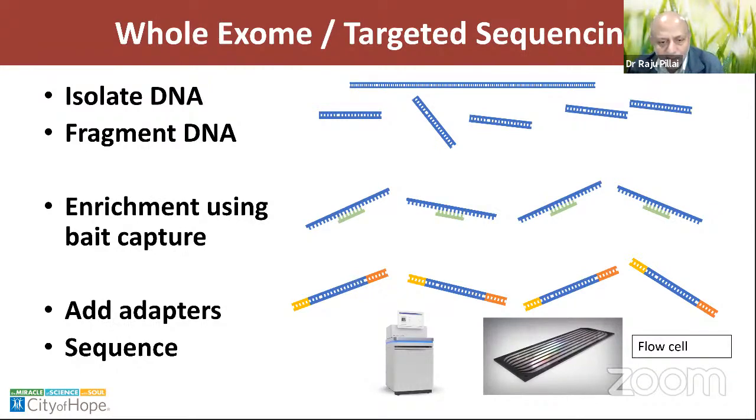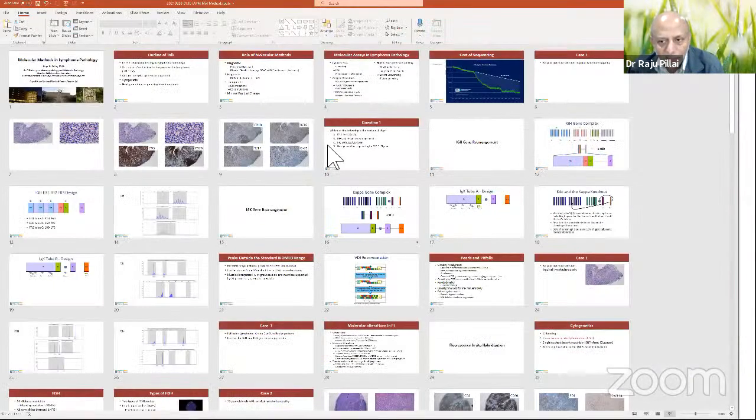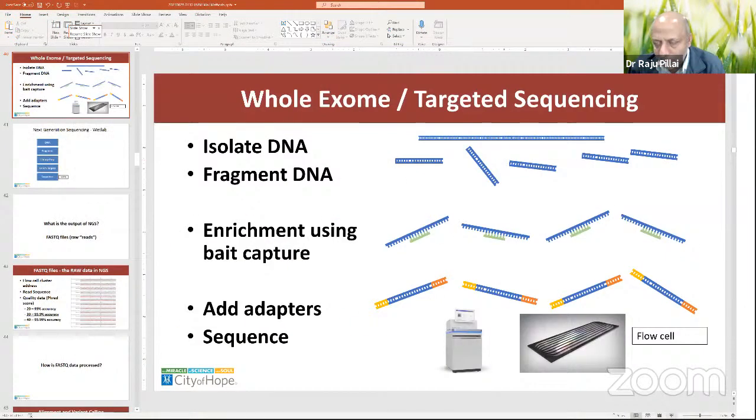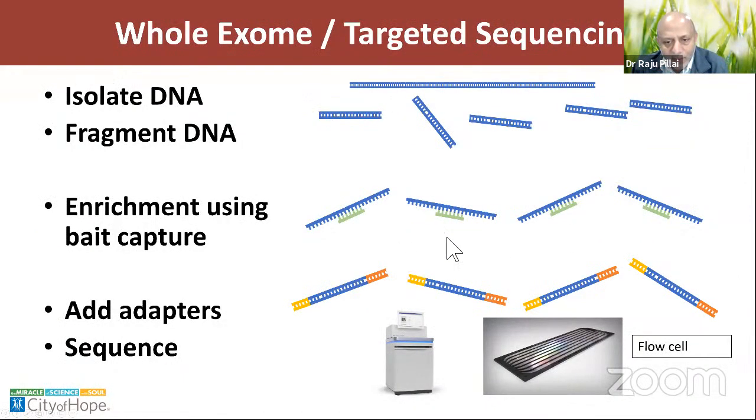So we use probes. That is shown by these little green probes, which are basically capture probes. Based on what genes you want to capture, you design those probes and then pull down the regions that you want. Once you get those regions, you add little adapters to both ends, and these adapters enable it to bind to the flow cell. A flow cell is basically a glass slide with little holes in it. The flow cell now reads off the sequence. So this is essentially what next-gen sequencing is about.